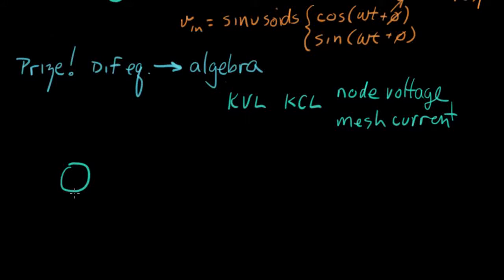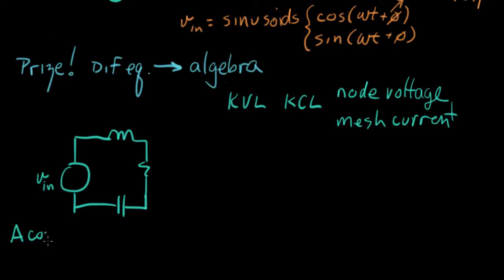So let me draw the circuit over here again real quick, the one we were looking at earlier. We have V, we have an inductor here, we have a resistor, and a capacitor. So for Vn, we're going to limit ourselves to just sinusoids. So that means that the input is going to look something like A cosine omega t plus phi.